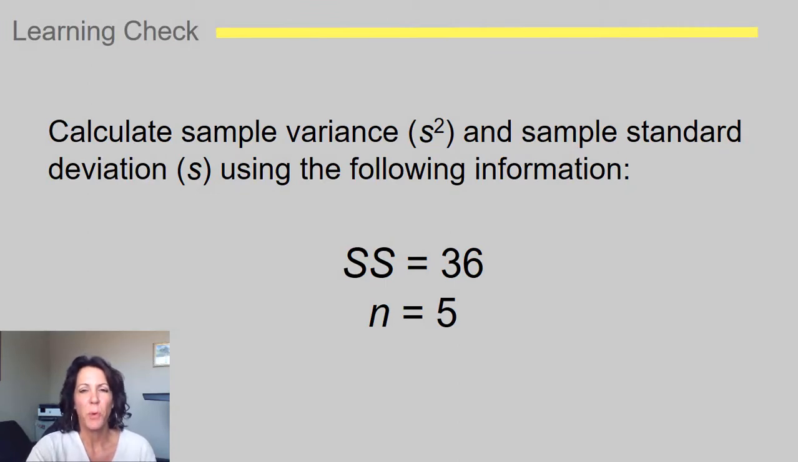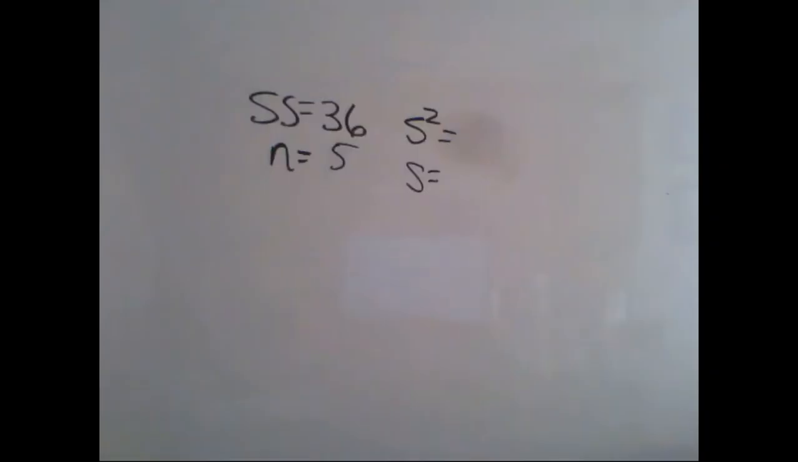So here's the first practice that we're going to do. We're going to calculate the sample variance and the sample standard deviation using this following information. I've given you the sums of squares, and now you can figure out sample variance and sample standard deviation. Pause the computer, try it on your own, and then come on back.